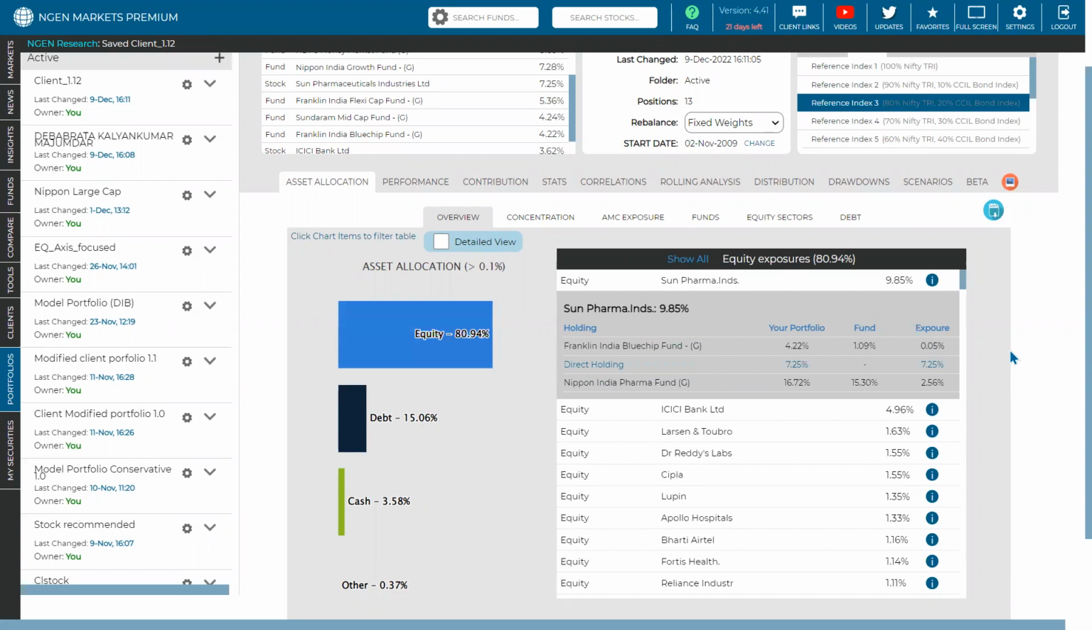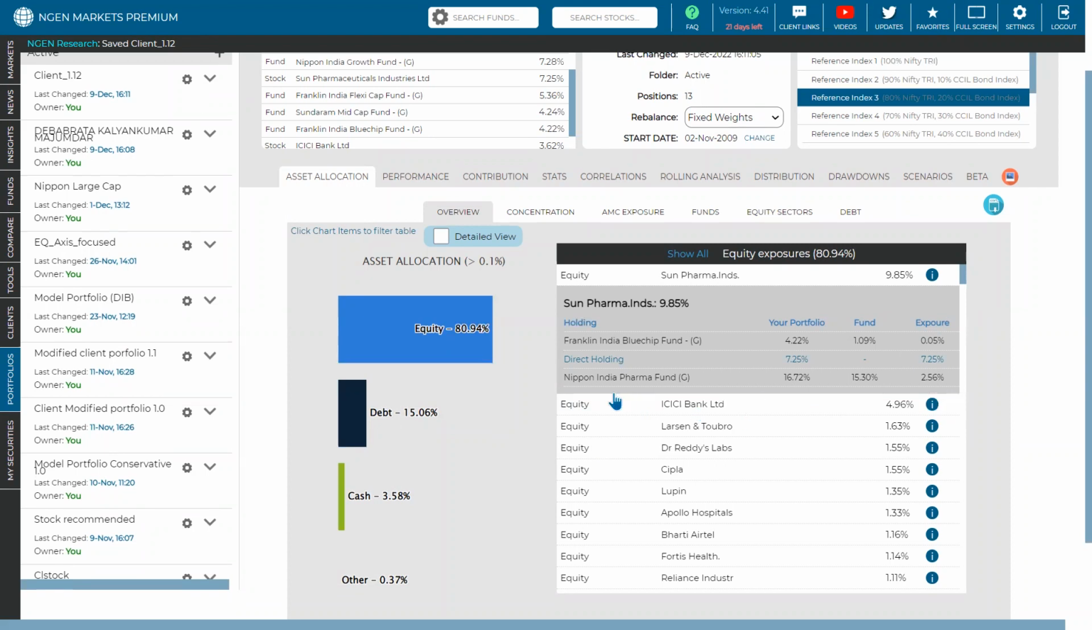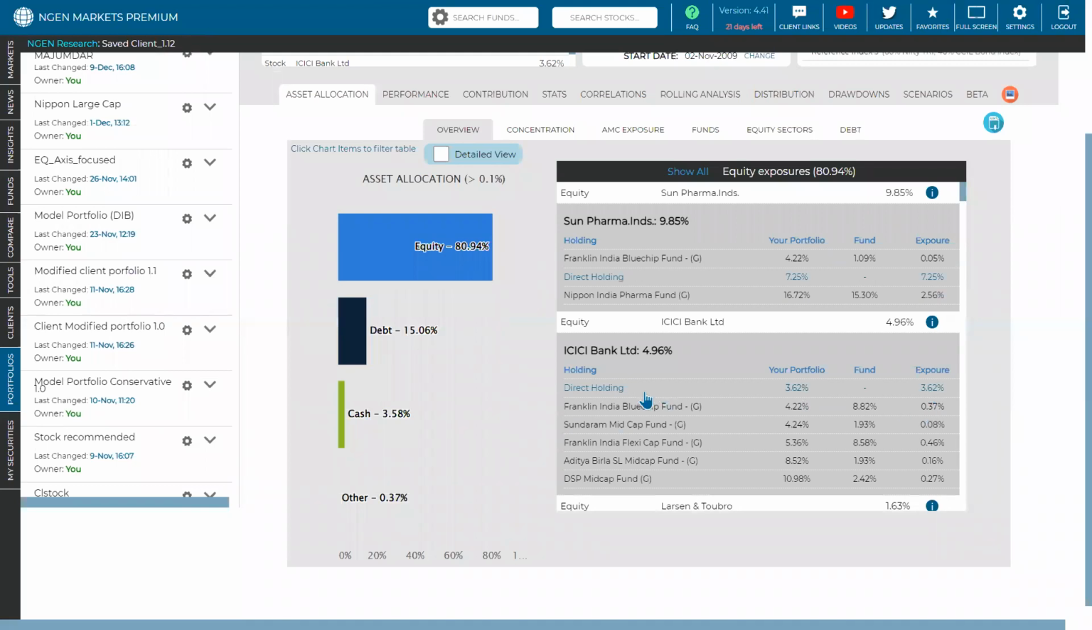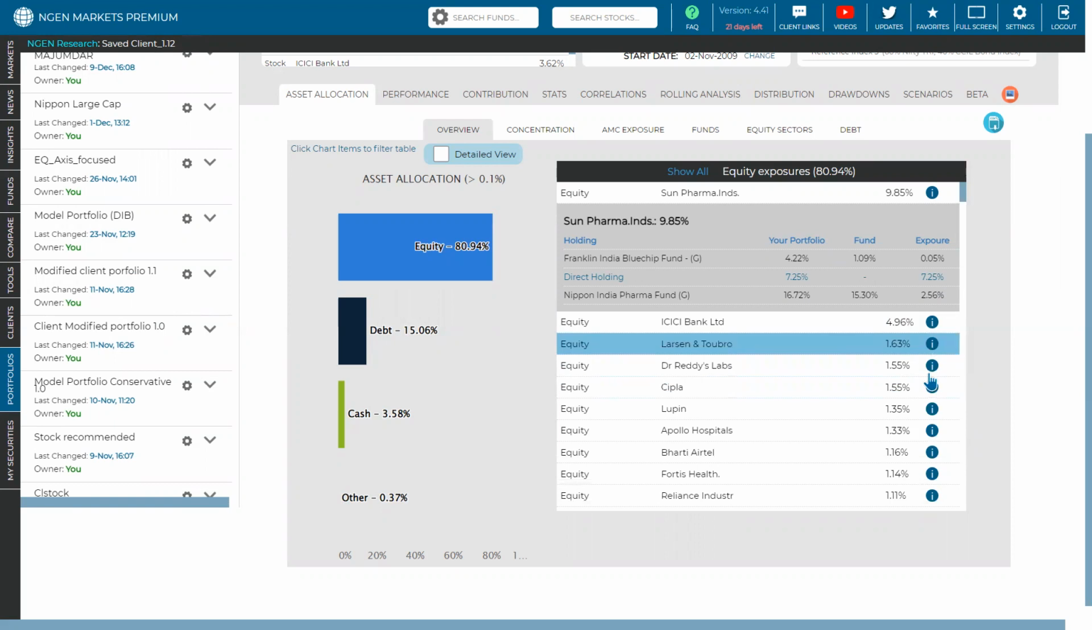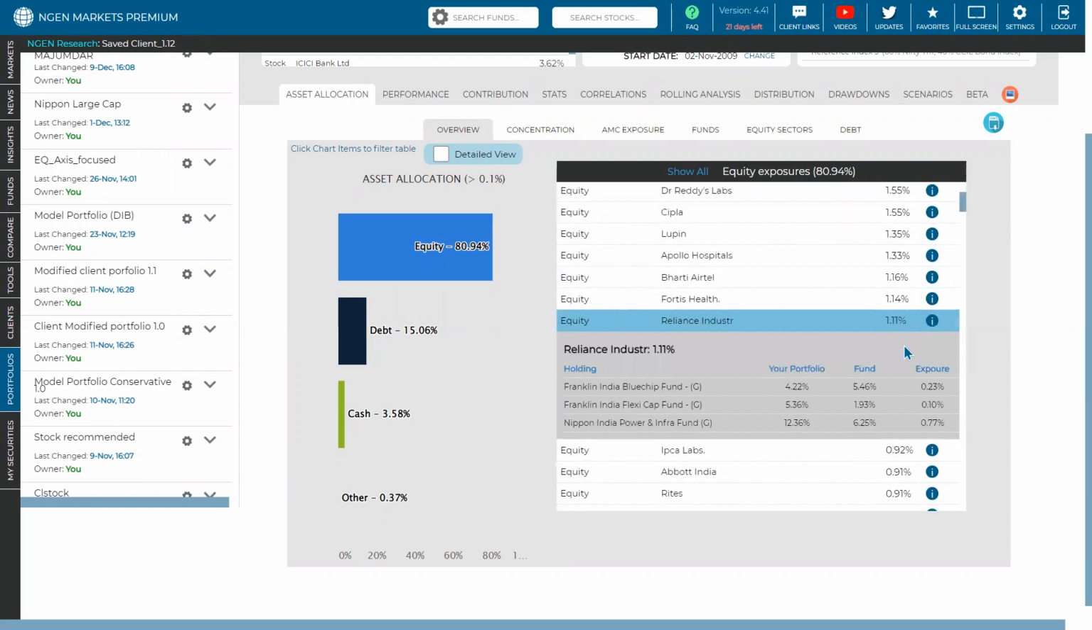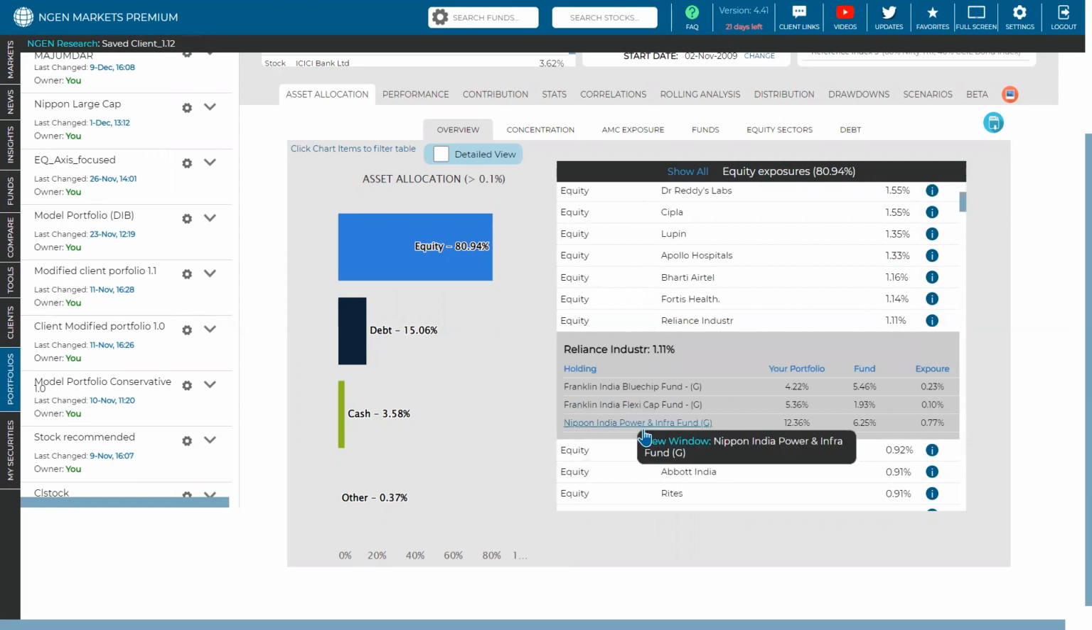You can easily see what are the direct holdings and what are the holdings which are coming from mutual funds for an individual stock. Even for ICICI Bank, you can just click on it and you can easily see these are the direct components which are coming. One is the direct component, which is 3.62. This is direct holding directly to the stock, and others are actually from the mutual fund itself. So this I button is pretty useful to review from where the exposure of Reliance Industries is coming. So it's from two of the Franklin Blue Chip, FlexiCap, and Nippon India Power and Infra Fund.